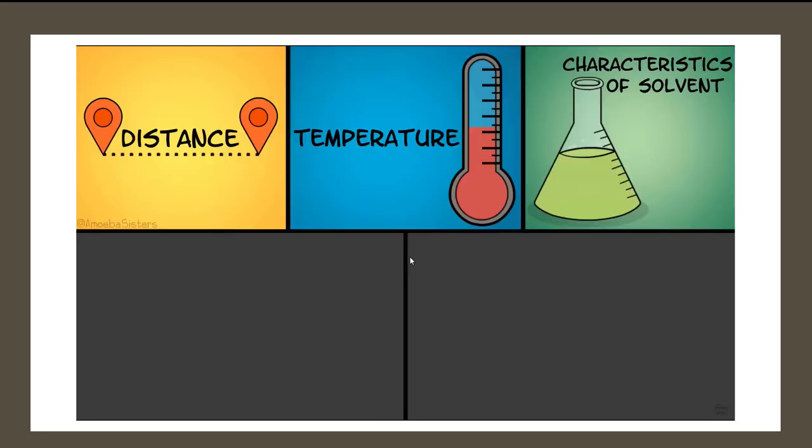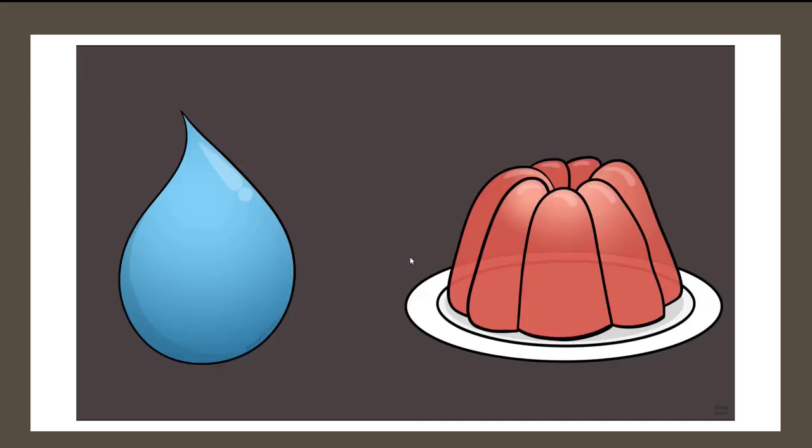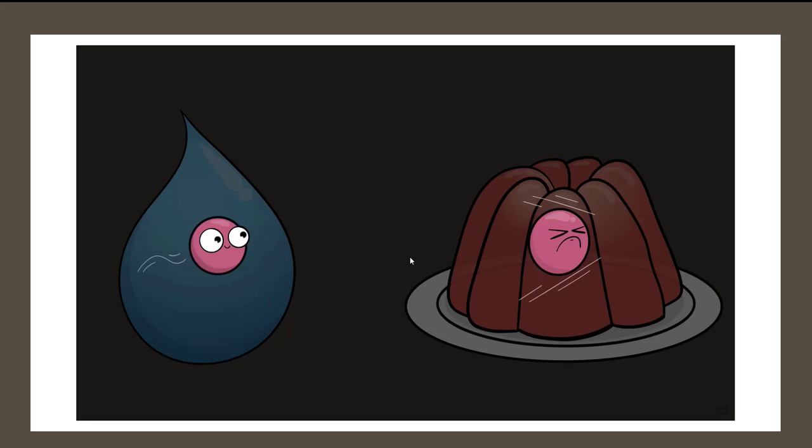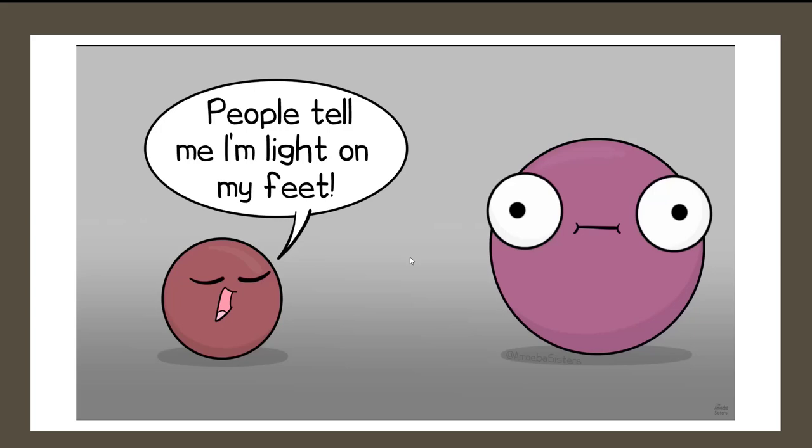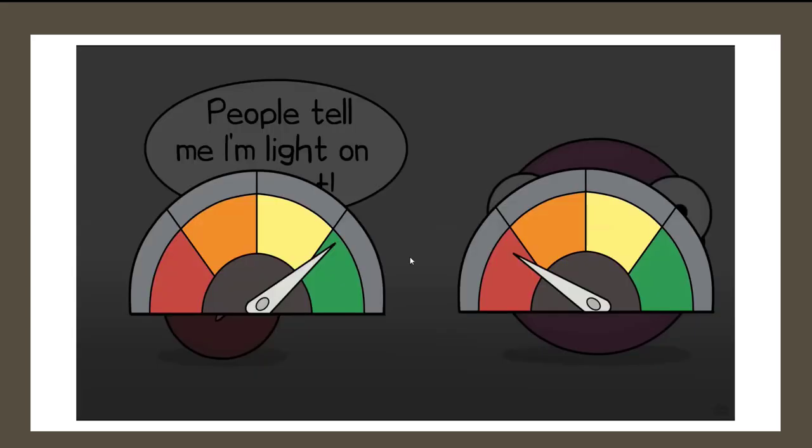Characteristics of the solvent. For example, is the solvent very dense? That could slow the molecules down and decrease the diffusion rate. Characteristics of the molecules, or whatever substance is traveling through diffusion, since technically not everything that travels in diffusion is defined as a molecule. What is the mass of the substance traveling? Generally, a substance with greater mass will have a lower diffusion rate when compared to a substance with less mass.